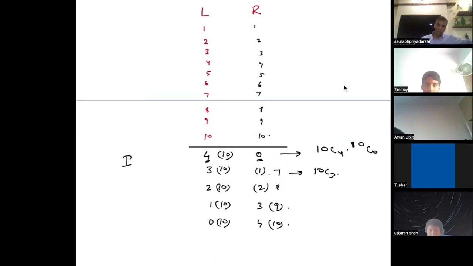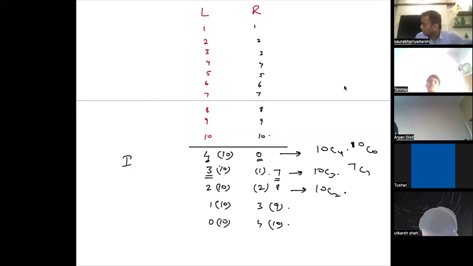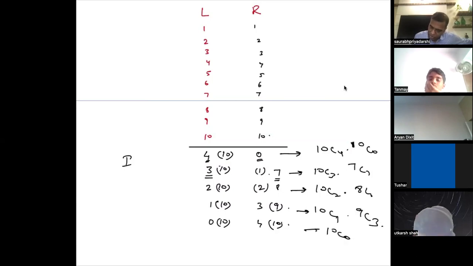In the second case, this is 10C3. Out of 10 shoes, I'm selecting 3 shoes, and these three shoes are from the left side. So out of 7 shoes, now I have to select 1. We have to ensure I'm not selecting the right shoes matching those left ones I have already taken. Same way, this is 10C2 and this is 8C2. This is 10C1, 9C3, and 10C0, 10C4.